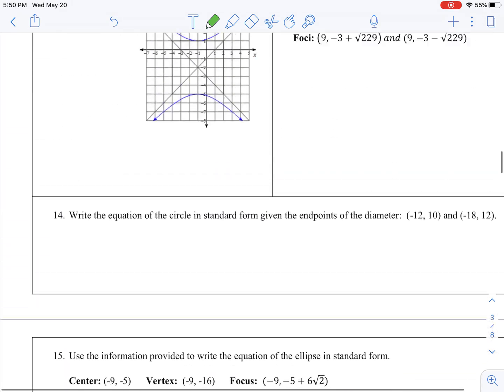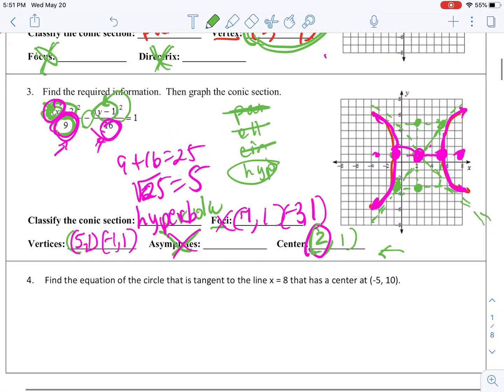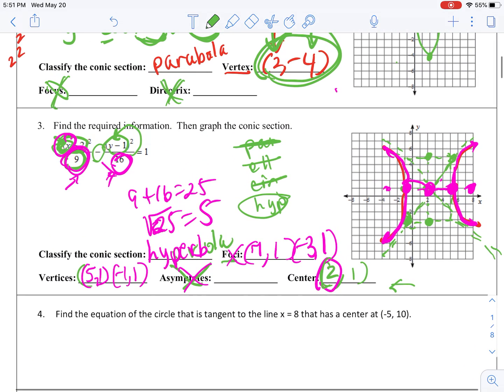Did I write that wrong? Now I'm thinking I wrote -3, 1 because I was counting back. I don't know. We'll check. Yeah, I got it right here.